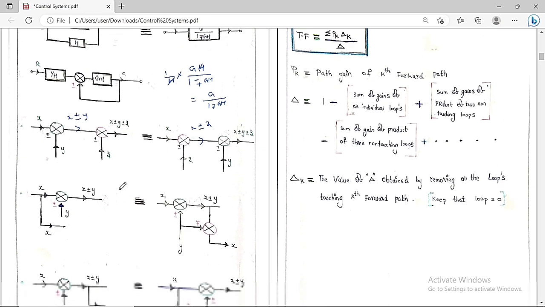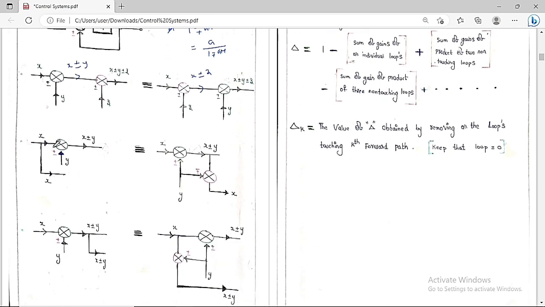Suppose for the other case, you can see this is the circuit diagram they have given. Suppose there is a summer point, their input is x, their input is y. Then what is the overall output? X plus or minus y. Suppose I can represent the circuit in the other fashion also. How? Like this. Here there is a summer point. Here the input is x. Here the input is plus or minus y. So the output is x plus or minus y.